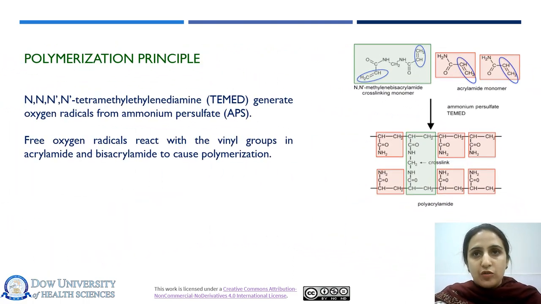Now, how does this polymerization take place? This polymerization takes place in the presence of two catalysts, that is TEMED, which stands for N,N,N',N'-tetramethylethylenediamine, and ammonium persulfate, which we call APS. So basically TEMED helps generate oxygen radicals from the ammonium persulfate, and these oxygen radicals interact with the vinyl groups which are present in the acrylamide and bisacrylamide to activate them, and in this way it causes the polymerization reaction, and this solution is converted into a gel form.